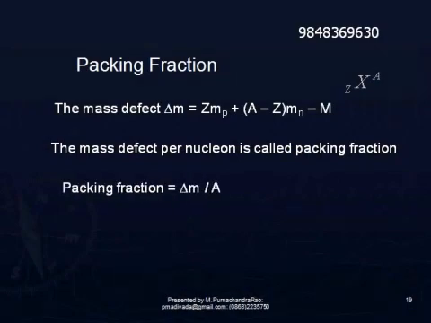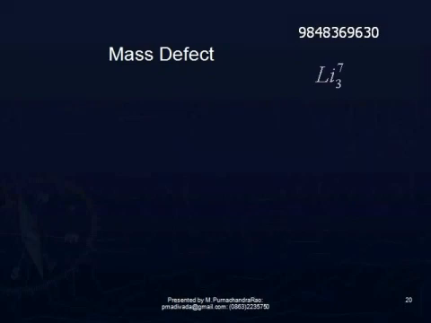The mass defect per nucleon is termed as packing fraction. Mass defect is delta M and the mass number is capital A. Therefore packing fraction is delta M by capital A. Mass defect divided by mass number.